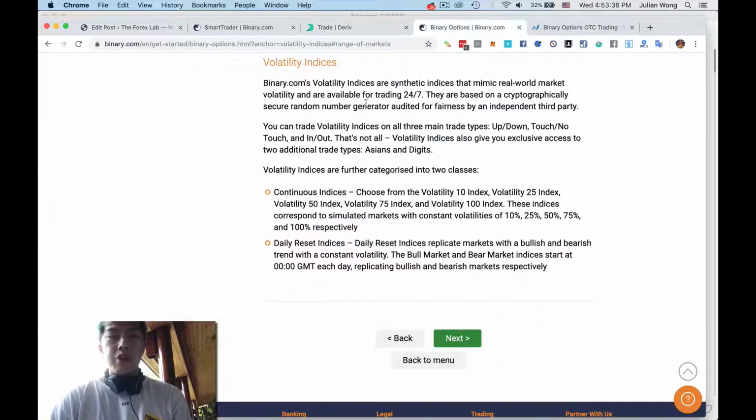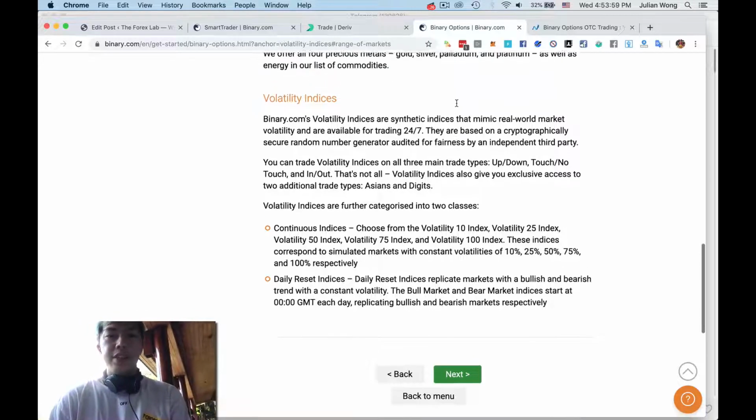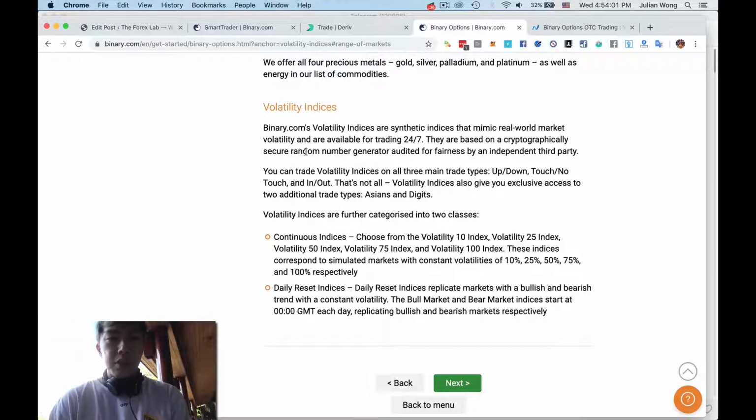But in the meantime, I want to draw your attention to volatility indices. I know this was mentioned in my previous review, but today I want to talk a little more specifically about how this can solve your problem of not being able to get your trading fix on the weekend, while at the same time being able to use all the techniques that you already know and love. Would you like to be able to do that? So volatility indices is actually the answer, and I'm just going to read it to you.